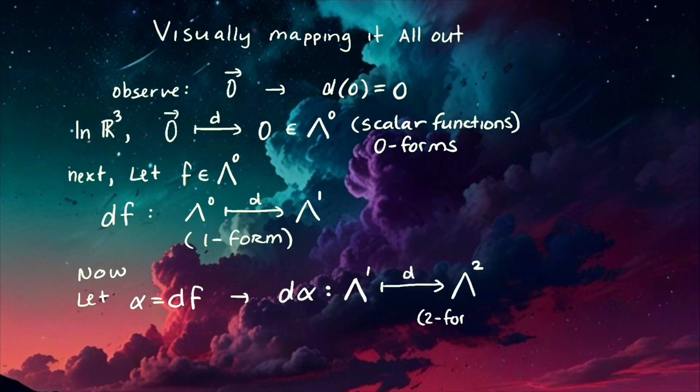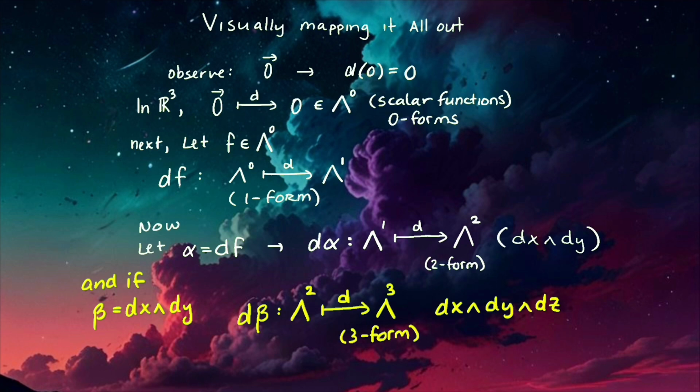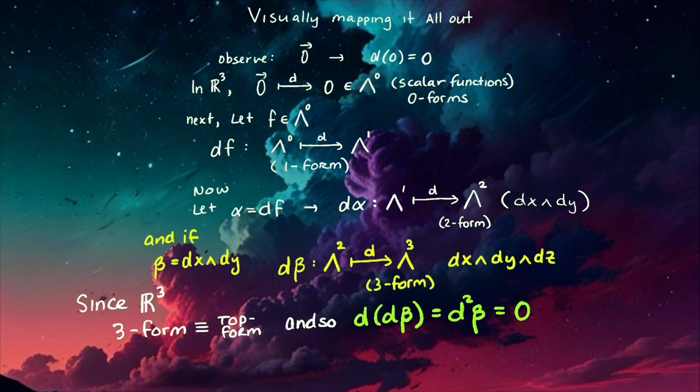If we now let alpha be df, we can take the exterior derivative and make a 2 form, dx wedge dy. And if we let beta be that new 2 form, then we can take the exterior derivative and move it into a 3 form with the exterior derivative operation. Since in R3 our dimension is 3 here, a 3 form is a top form. And that means that the second exterior derivative of beta will result in 0.